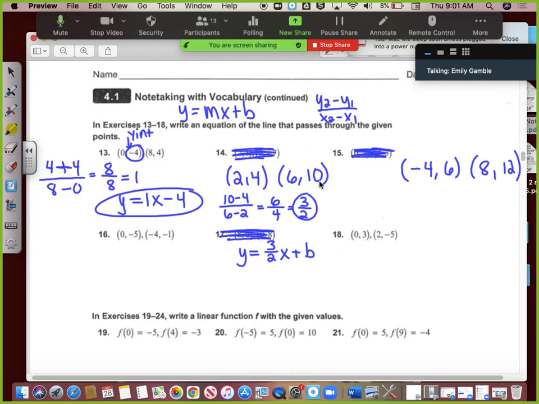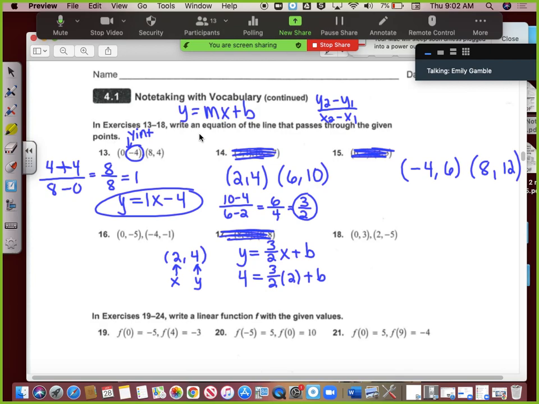You can either use 2, 4 or 6, 10 to replace in for x and y, and then you would solve for b. I'm just going to use 2, 4 because that was the first one given. What I'm going to do with this point, 2, 4, is replace 2 in for x and replace 4 in for y. So in this equation, y equals 3/2 x plus b, I'm going to replace in a 4 for y, and I'm going to replace a 2 for x. Then I will solve for b.